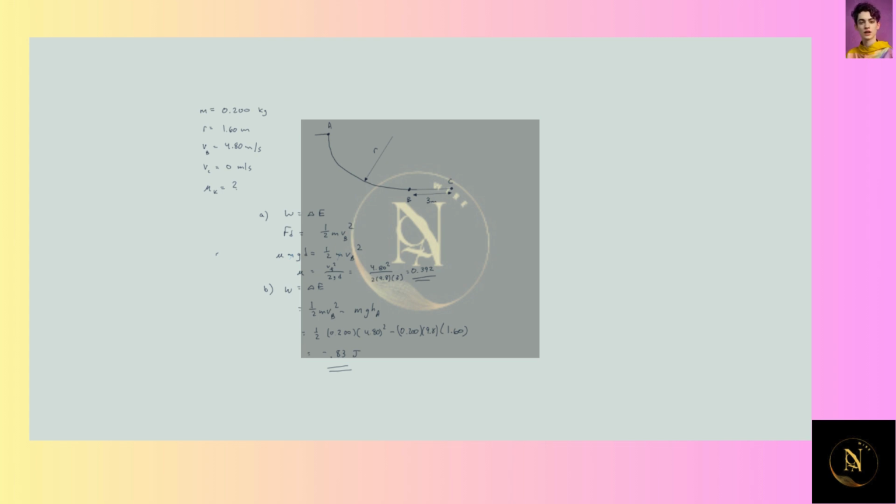So the mass here is 0.2 kilograms. That was given in the problem, as well as the radius of the curve, which is 1.6. Since it's a quarter radius, that's actually going to be the change in height that we use from A to B. It's going to be the change in height, 1.6. Velocity at B is 4.8 meters per second.